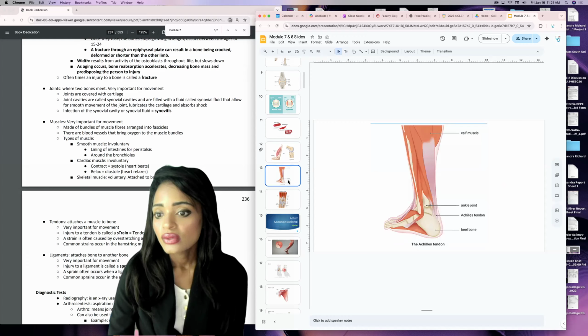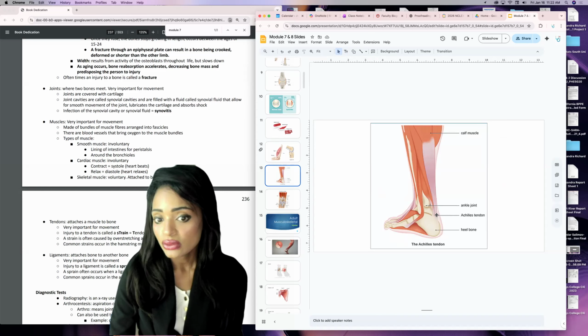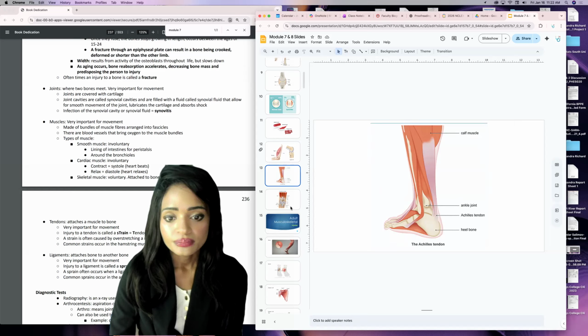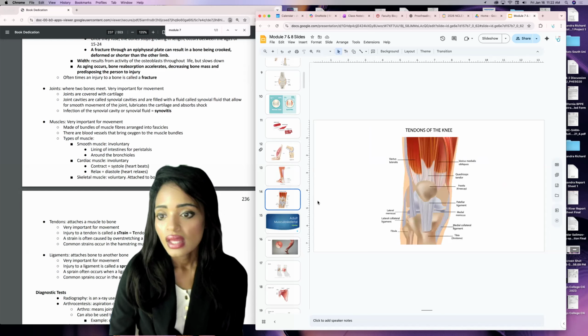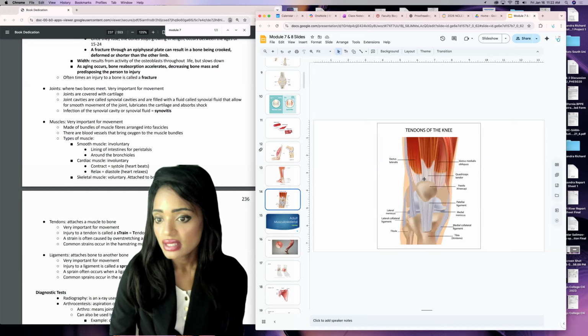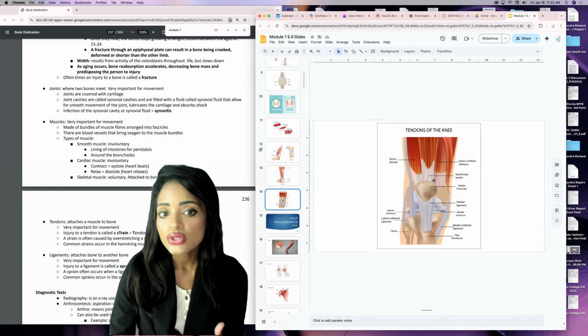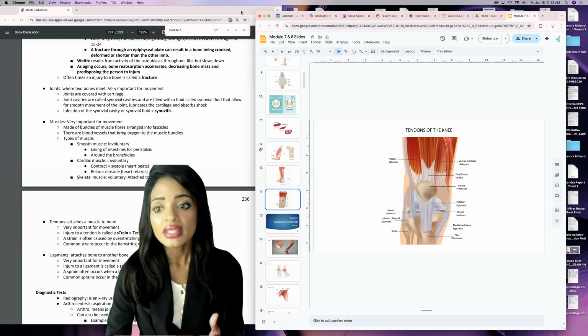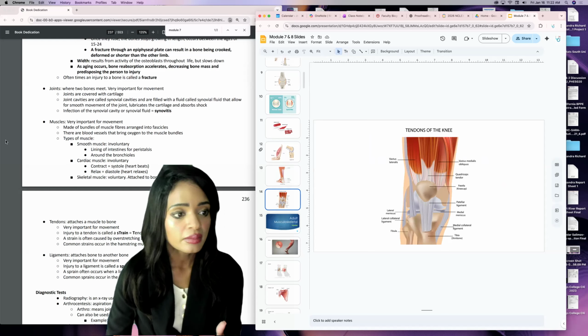Okay, so here is a very popular tendon, the Achilles tendon. If this were to get severed, unfortunately, you could not walk on that foot. Okay. And then we have the tendons of the knee. So these are very important. So I'm going to circle something, and I want you to tell me, is this a tendon or is it a ligament?